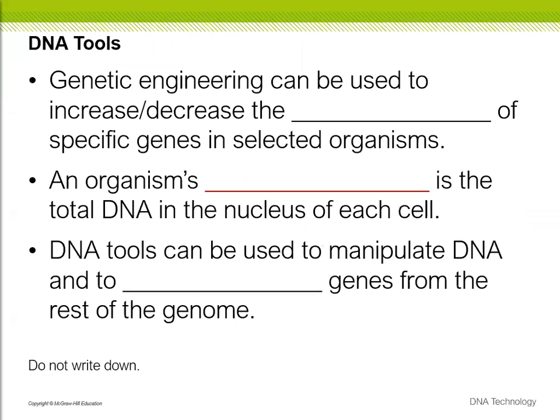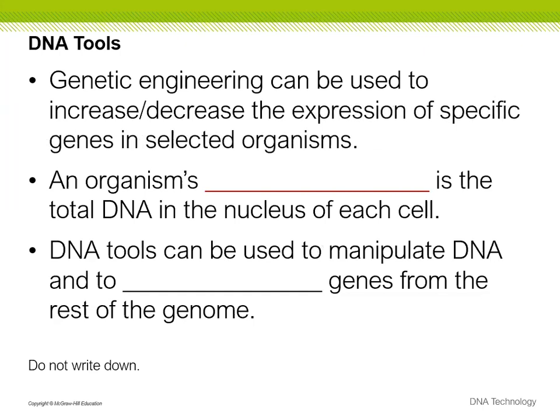So we can use genetic engineering to increase or decrease the expression of specific genes. So again, what does that mean? Increase or decrease the expression of a specific gene? Again, think about, I found the gene for tomatoes that chooses how big it grows. I can make small tomatoes, or I can try and make as many big tomatoes as possible. So expression is how it's shown.